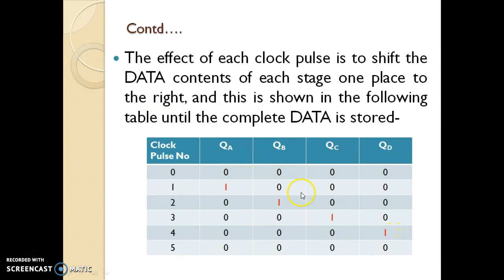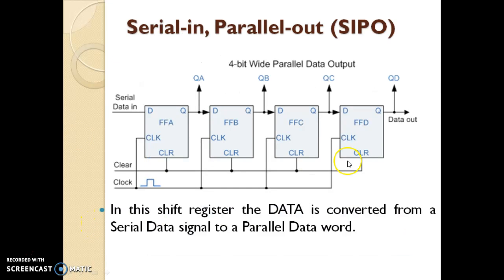So this is the way the data can be shifted serially, bit by bit, in one direction. This is what a serial in serial out function is. Now the next is serial in parallel out.